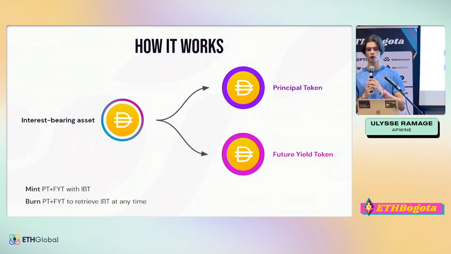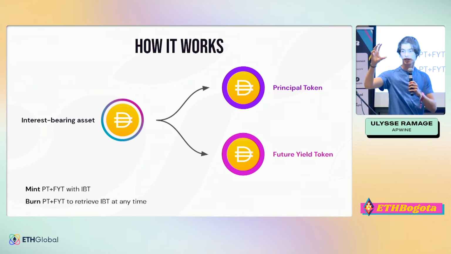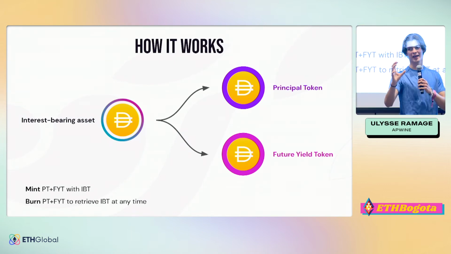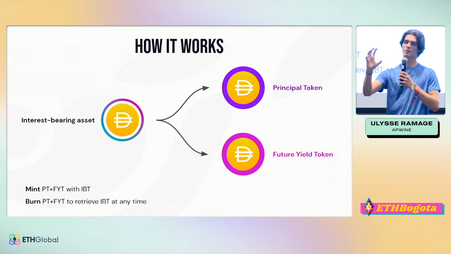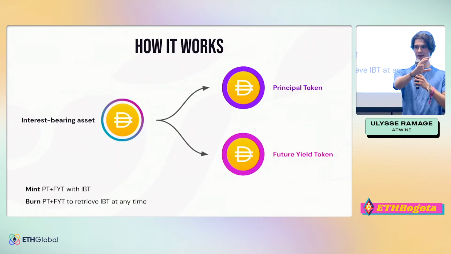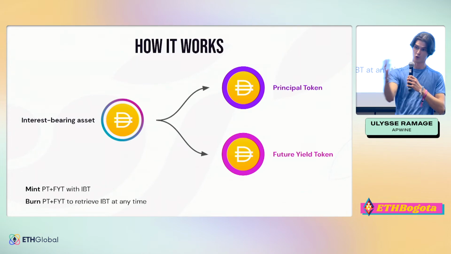Yeah, so how APWine works is you start with your aDAI, for example, a very simple interest-bearing asset. Interest-bearing asset means that it generates yield over time. You deposit that on APWine. And the primitive that we came up with is the future yield tokenization.